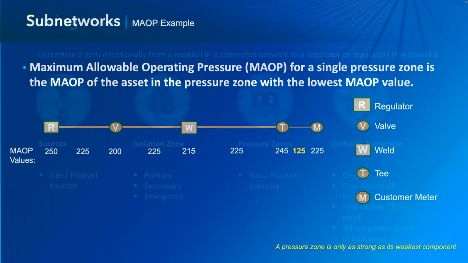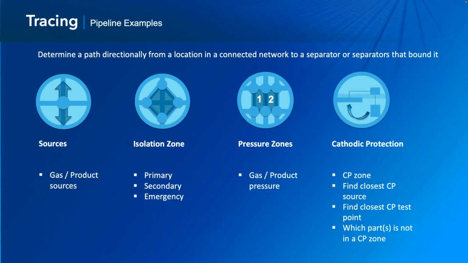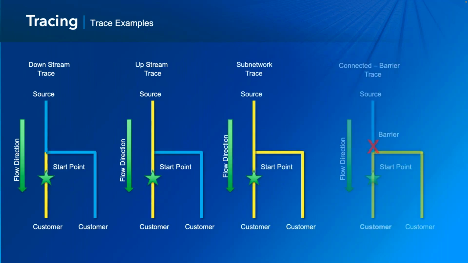Which then leads me into all kinds of interesting functionality that we can do with tracing. Not only can we do a simple connected trace, which is the one I always run to see how my head looks, but I can do CP traces or pressure traces or isolation zones. I can trace upstream and downstream. So here's a collection of those traces that you can run on the system once you set it up correctly and have that directional flow.